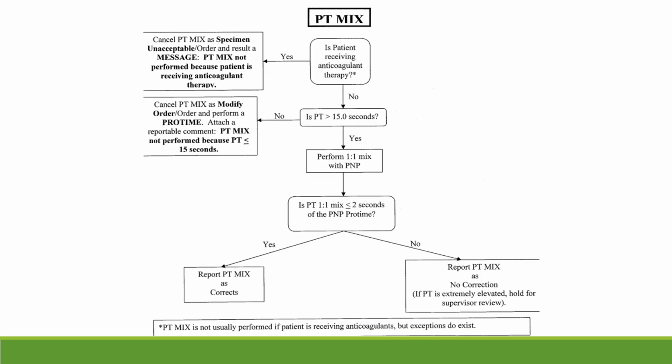If it is greater than 15 seconds, we're going to do that 1-to-1 mix with our patient sample and our pooled normal plasma. Is the PT 1-to-1 mix less than or equal to 2 seconds of just that PNP prothrombin time? If yes, we're going to report it as a mix that corrects. And if no, we're going to report it as no correction.